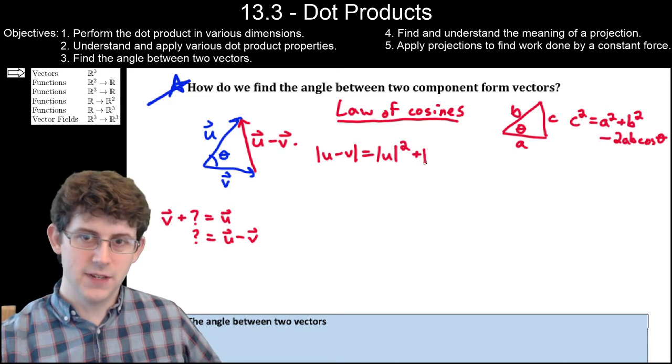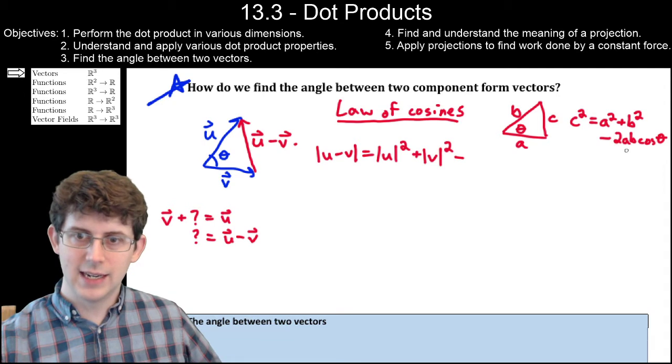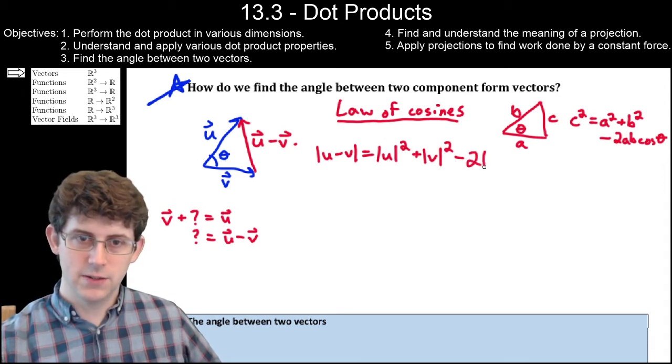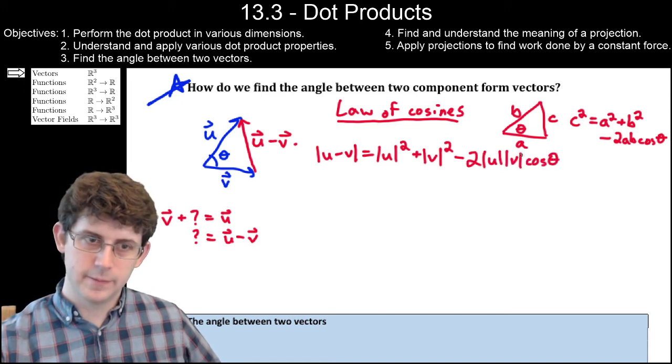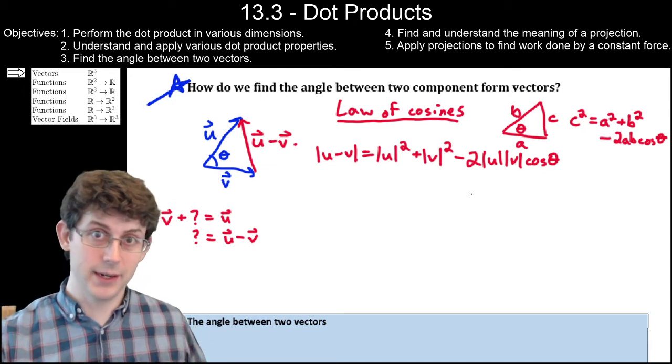B is the magnitude of v. And we'll drop in a and b in here too. So we'll have a squared plus b squared minus 2ab cosine theta. So here's an equation, and this is just a trigonometry equation.